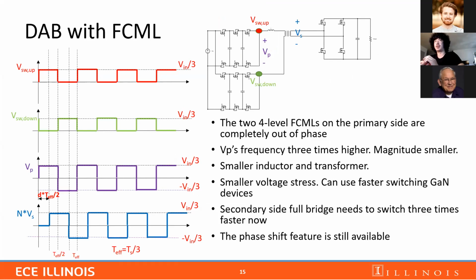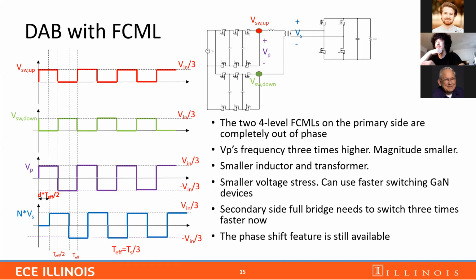So now we look at the operation of the new topology. VSW up is the output from the upper XML, while VSW down is the output from the lower XML. Since we want to create the original VP waveform, and VP is the difference between these two outputs, we operate these two XMLs using the same frequency and the same control scheme, but we want them to be operated completely out of phase.